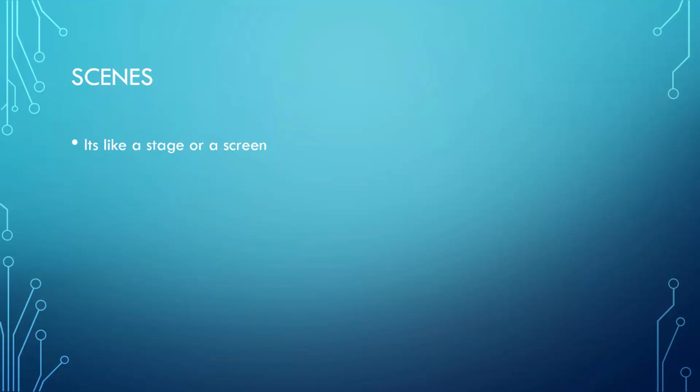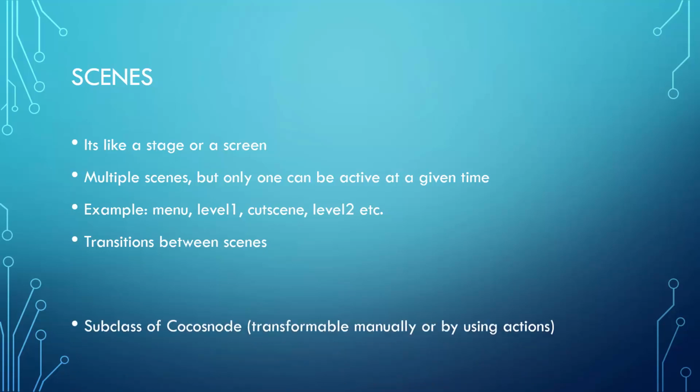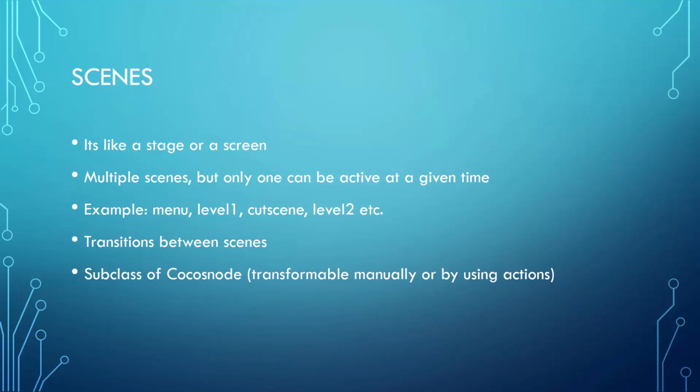Okay, what is a scene? It's like a stage or a screen. You can have multiple scenes, but only one can be active at a given time. As an example, you can have an intro scene, a menu scene, a level 1 scene, some cutscene, a level 2 scene, etc. So your game will consist mainly of scenes. And you can make nice, beautiful looking transitions between scenes. A scene is a subclass of cocos node, which means it's transformable manually or by using actions. And a scene can contain multiple layers.